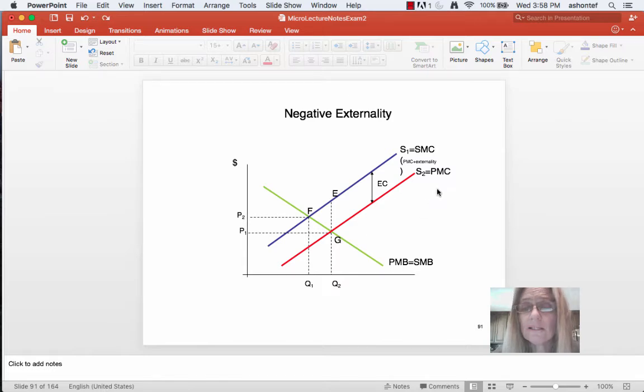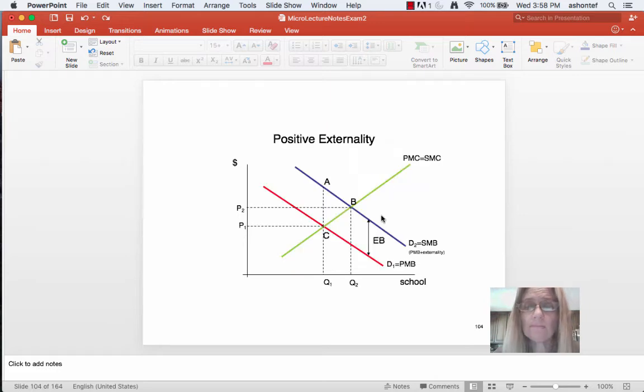So what ends up happening is privately, we don't take into account the costs we impose on others, we're going to end up producing right here. But society says, hey, look, you're imposing this cost on us. We actually are fine with having this amount in the market rather than this amount. So that would be like if you were a smoker.